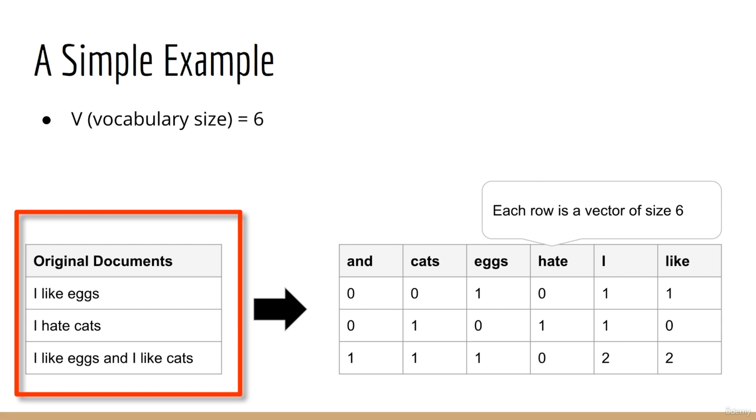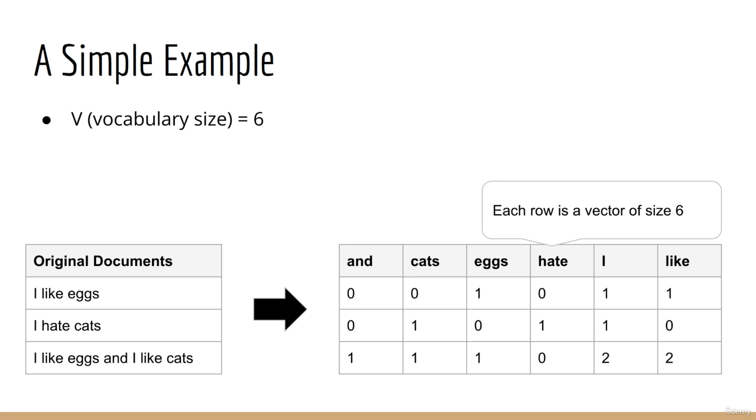Document 1 is "I like eggs." Document 2 is "I hate cats." Document 3 is "I like cats and I like eggs." Now let's convert these into vectors using counting.